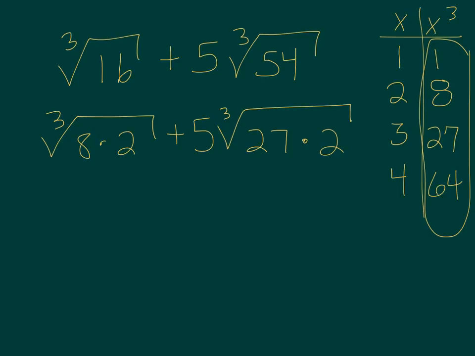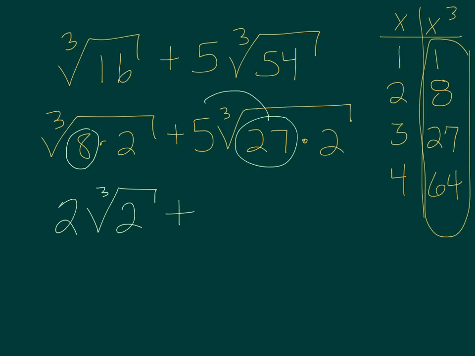So I can actually take the cube root of 8, which is 2, leaving the cube root of 2. The cube root of 27 is 3, but when I pull that 3 out, I'm going to multiply it by that 5. And I'm going to end up with 17 cube roots of 2.